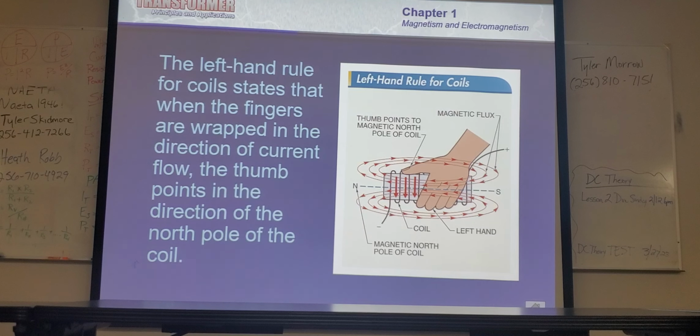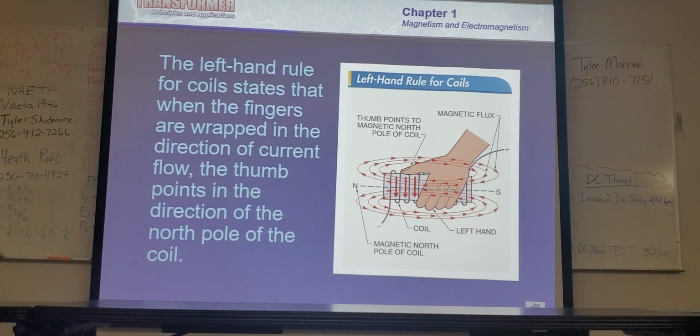The left-hand rule for coils can be used to determine the polarity of a coil. A coil has poles just like a bar magnet. When a coil is wrapped with the left hand, with the fingers in the direction of current flow, the thumb points to the direction of the North Pole.